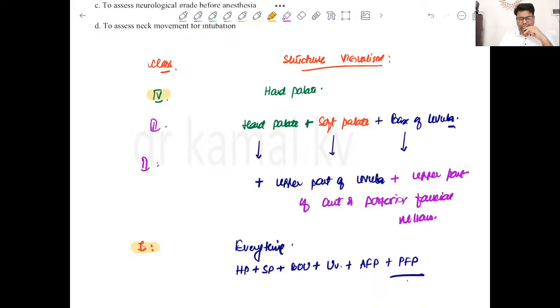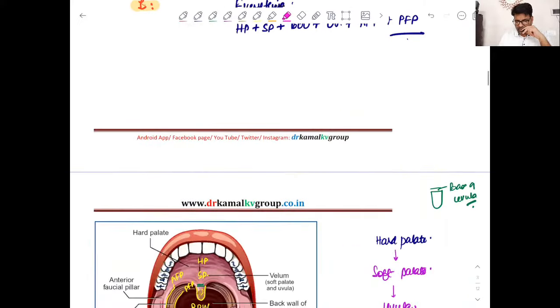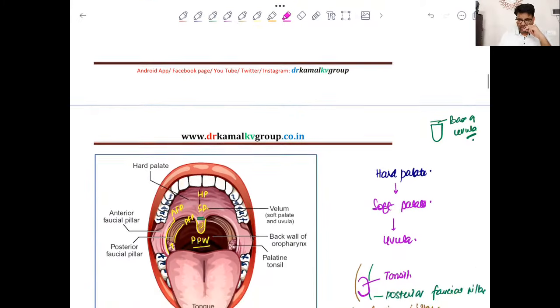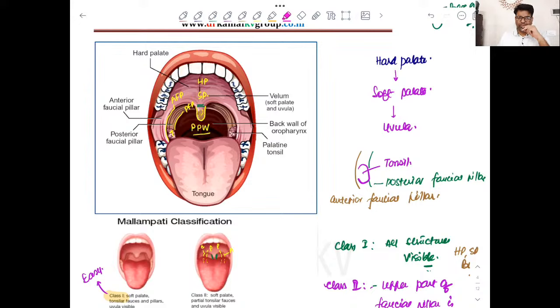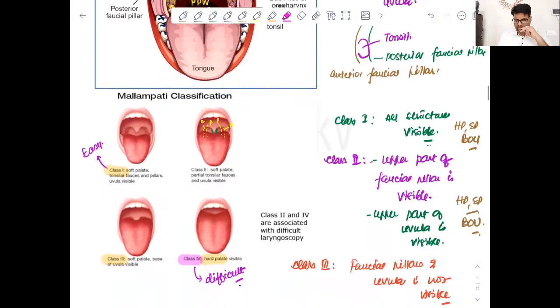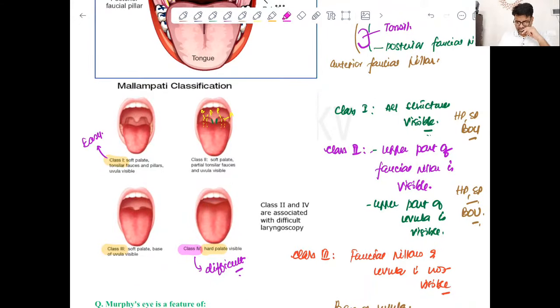So this is the order of the structures which will be visualized, and out of these 1 and 4 are quite easy to understand. In 1 you will see everything, in 4 you will see only hard palate, in 3 you will not see any part of the faucial pillars or the hanging portion of uvula, right? And then in 2 you will see half of the hanging uvula or the faucial pillars, right? So please remember this, and this is again a very important segment. Definitely in one form or other you are going to have a question from this, right? And this we have witnessed over the years.